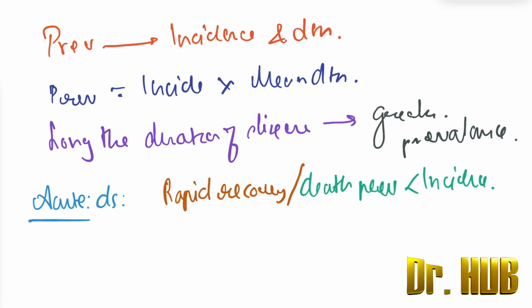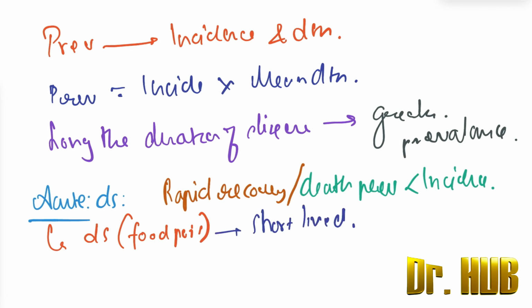This is because in some diseases, such as food poisoning, the disease is short-lived, so there are no old cases.